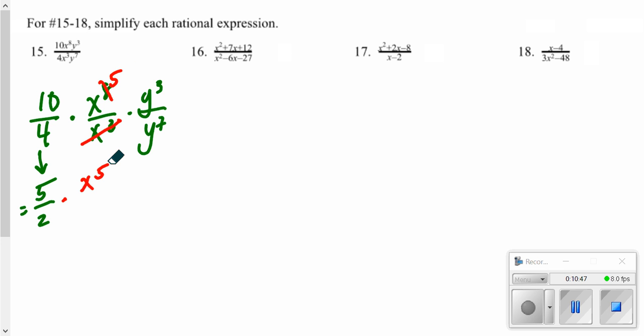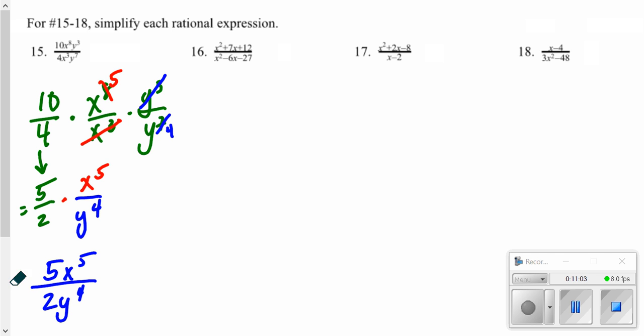So I have x to the 5th on the top. And then these 3 y's would cancel 3 of those y's, but I'd still have some left over. So that's going to be my overall answer, 5x to the 5th over 2y to the 4th. The things that are common factors, top and bottom, they can cancel. Okay, but they have to be factors.